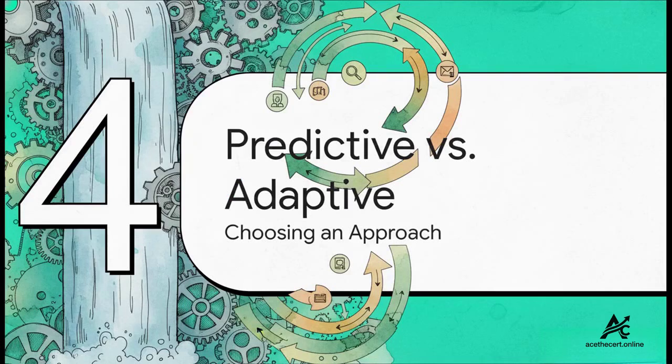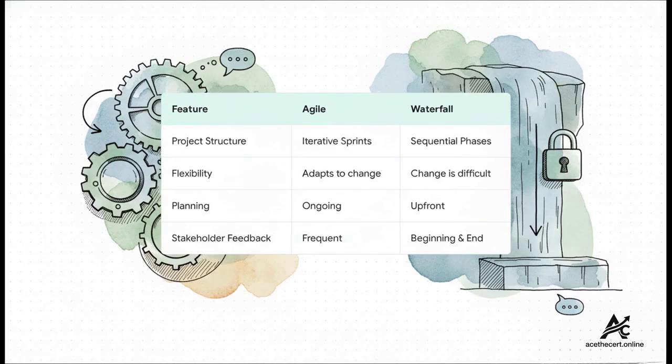Okay, so we've looked at the predictable world of Waterfall and the adaptive world of Agile. Now let's really put them side by side and see how they stack up. This table really lays it all out, doesn't it? You can see that deep philosophical split. Agile is all about those short, iterative sprints, which means change is expected and welcome. Waterfall locks you into these long, sequential phases, making any change a massive, costly headache.